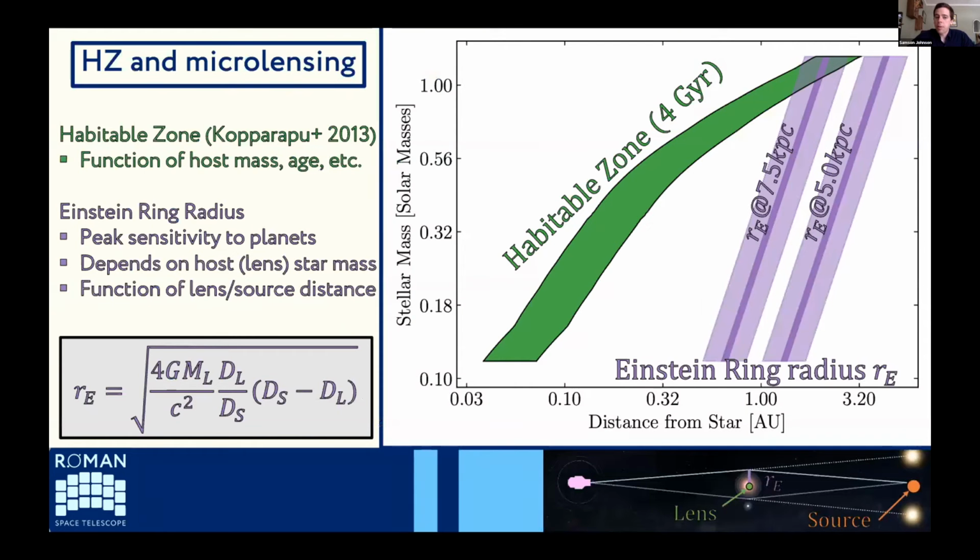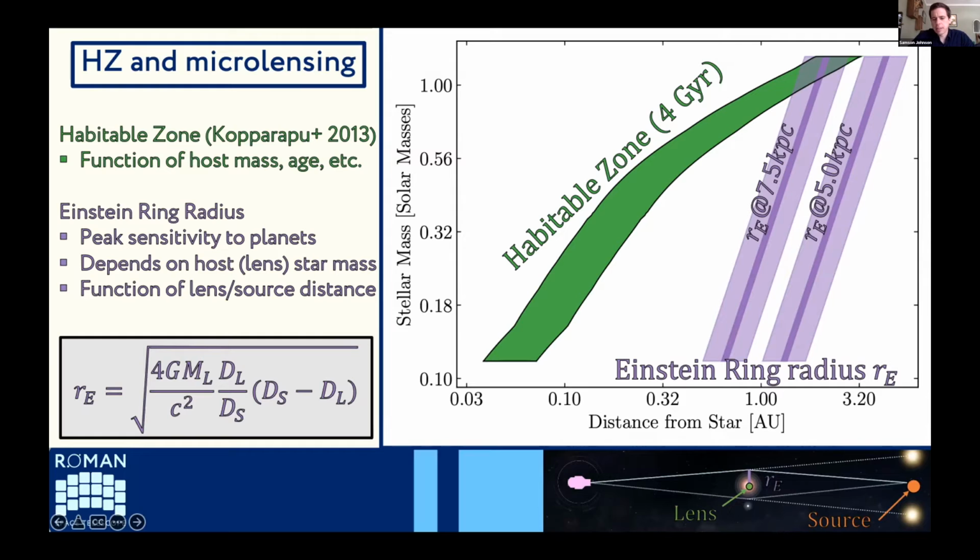When most people think about microlensing, the picture is usually a cold Jupiter around an M dwarf. That's not always necessarily the case. To demonstrate that, here's a cartoon that I made showing in green this prescription from Kopparapu et al. 2013 for the habitable zone. Obviously, as your host star gets more massive, the habitable zone pushes further and further out. Here is the inner edge, and then the outer edge of that habitable zone.